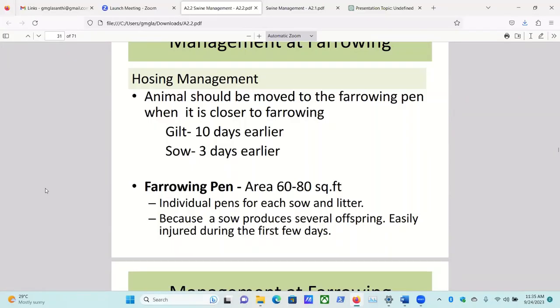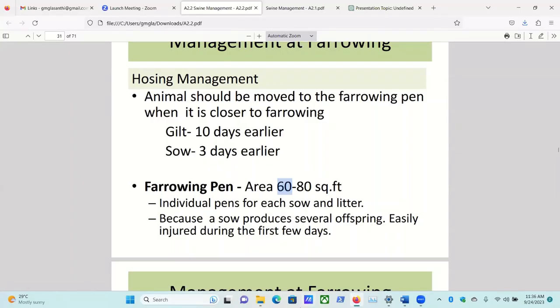And the farrowing pen should be large enough. That means it should have 60 to 80 square feet of space, and litter should be added, especially straw or something similar. Normally we can put some cloth as well, because in farrowing piglets are coming out. We should prevent injuries to those little ones. At the same time, we should maintain the cleanliness of the pen.